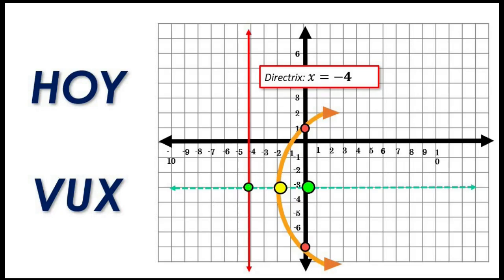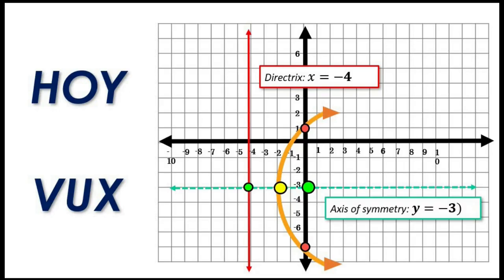Moving on to the axis of symmetry, it's now a horizontal line, so we refer to the mnemonic y. We now use variable y, and what will be the value of y? It will be the y value the horizontal line intersected along the y-axis, which is -3. So we name the axis of symmetry as y equals -3.